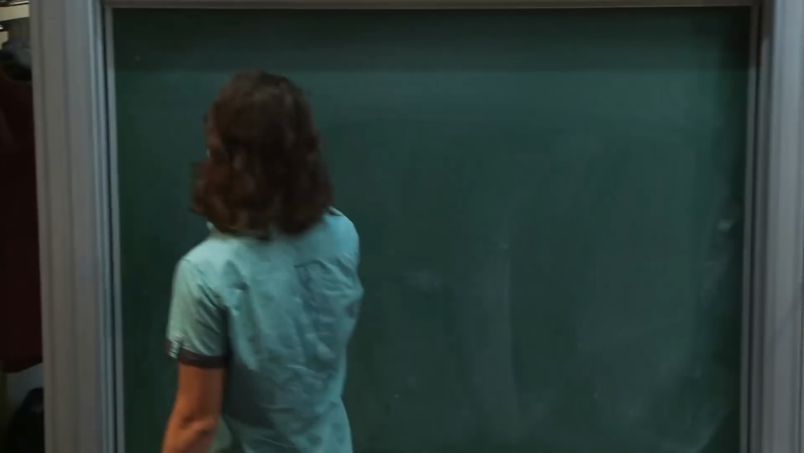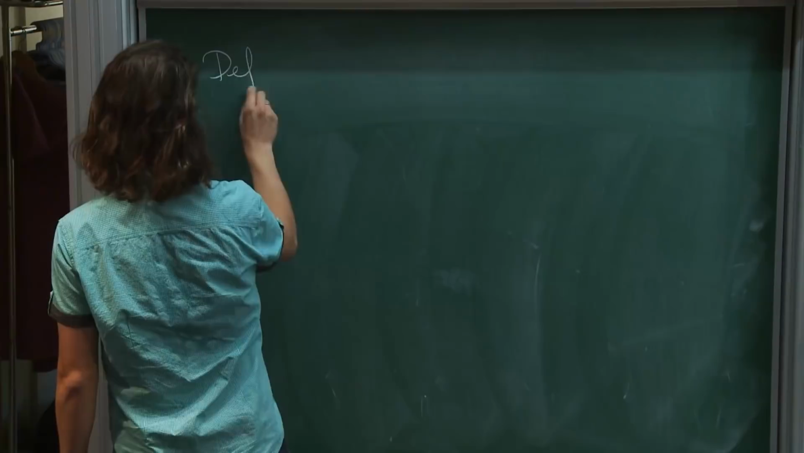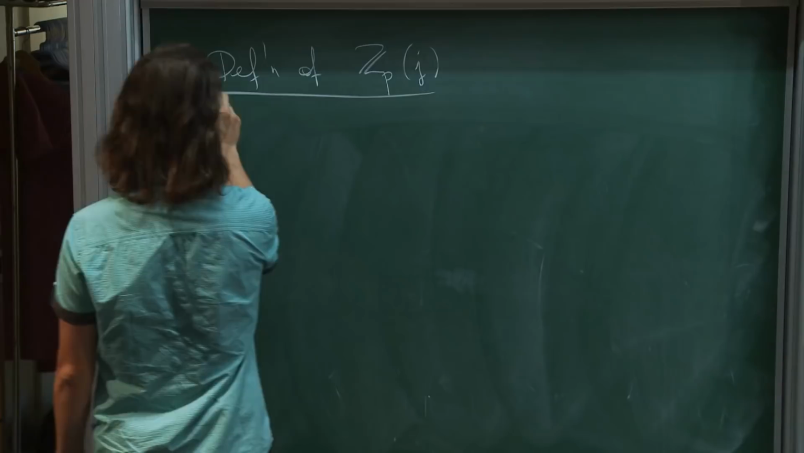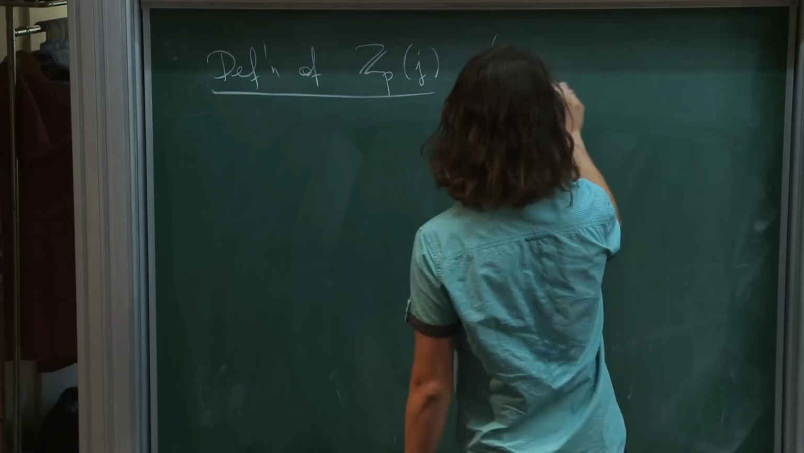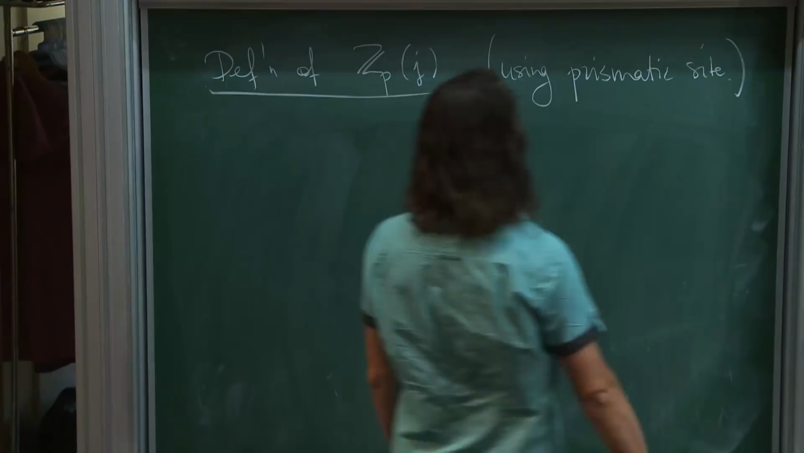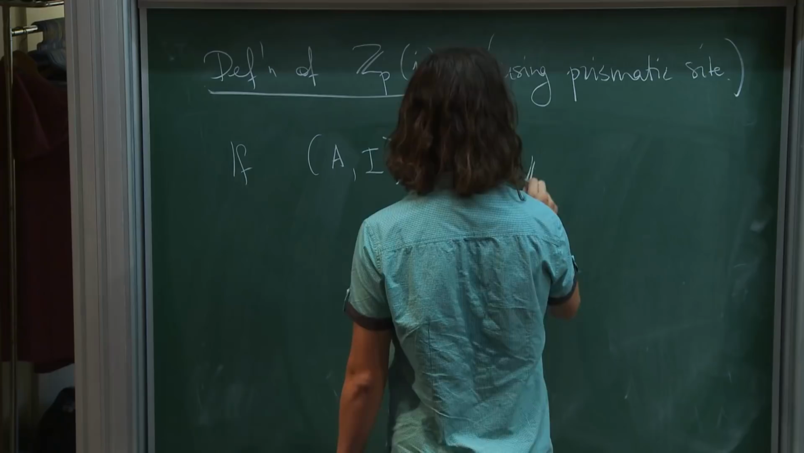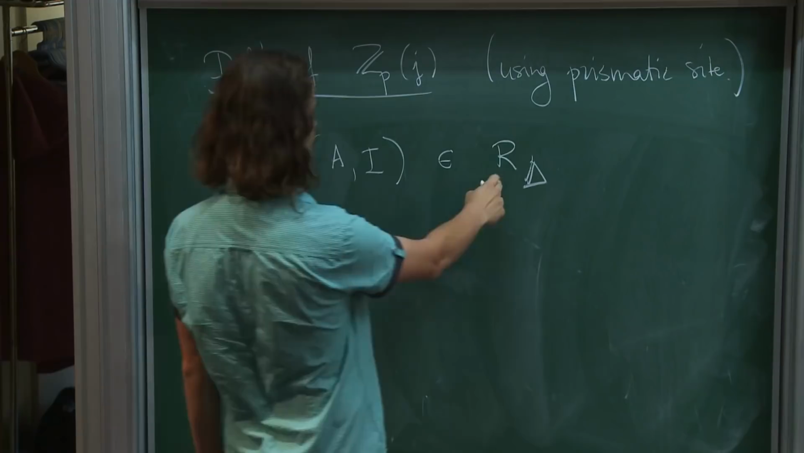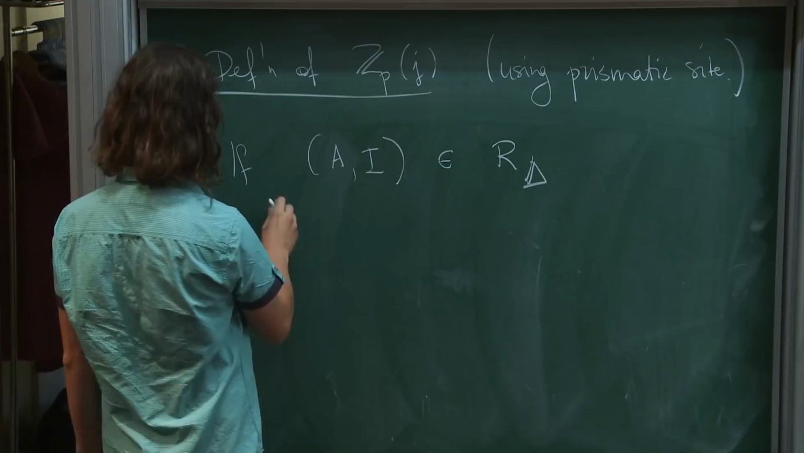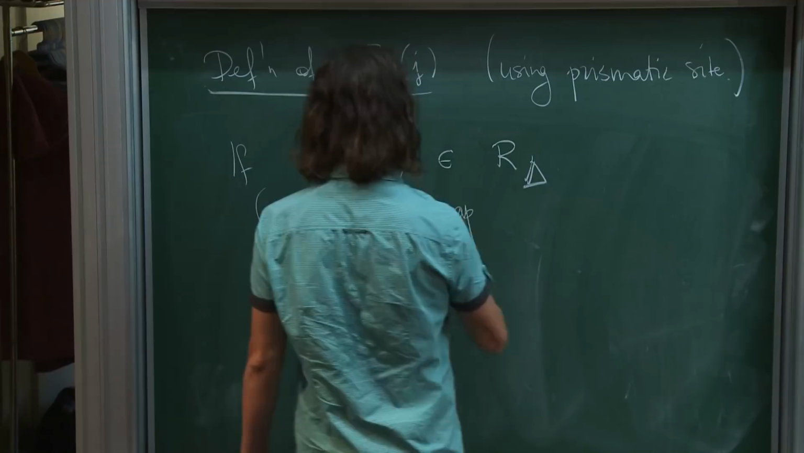Okay, so now I can give our definition, or actually a slight variant of our definition, of these Tate twists using the prismatic site. If you have an object (A, I) in the prismatic site of R, and here I'm using the absolute prismatic site of R, this means that this is a prism plus a map from Spec A/I to Spec R, which means a map from R to A/I.